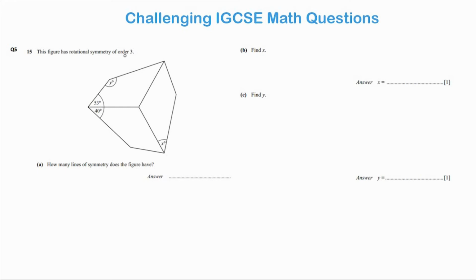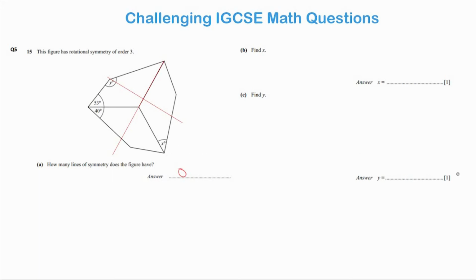Okay, so we have this question. This figure has rotational symmetry of order 3. How many lines of symmetry does this figure have? So if we try to add some lines here, something like this maybe. Of course you can see this is not symmetrical, and it doesn't have any lines of symmetry, and so the answer here is of course 0.